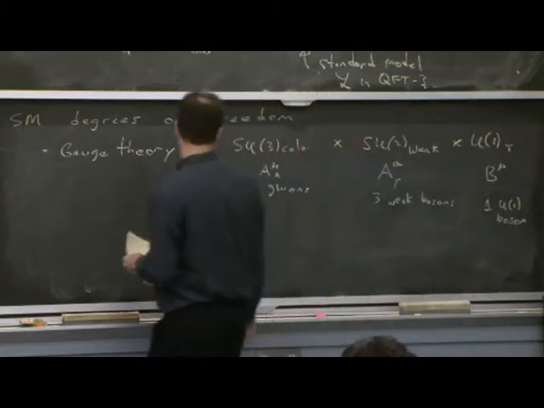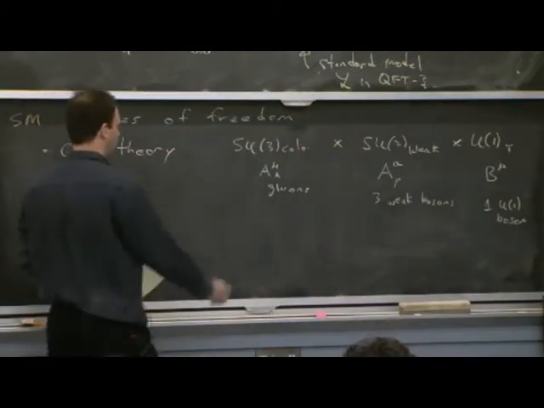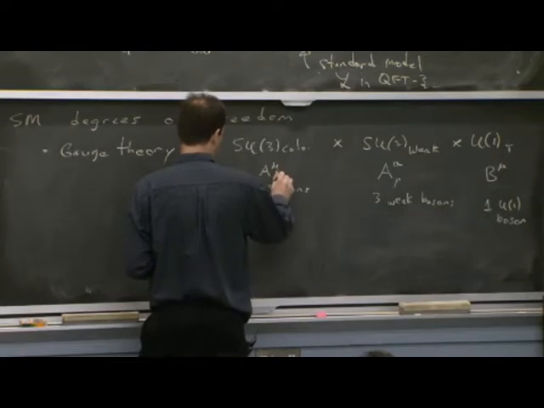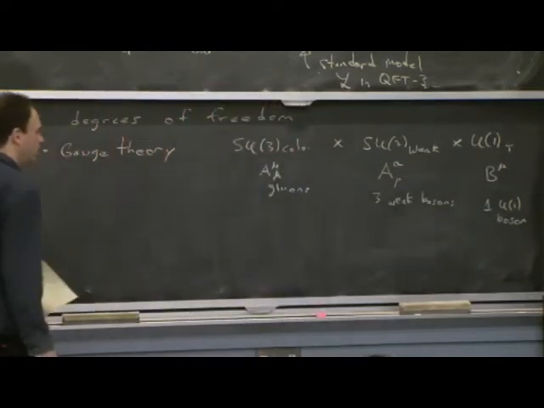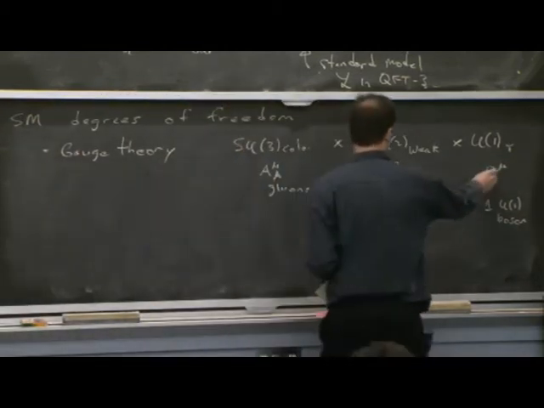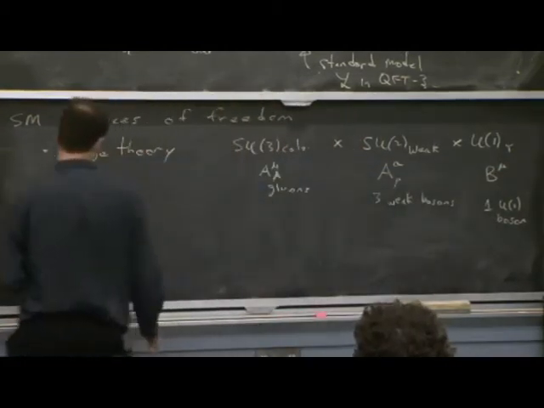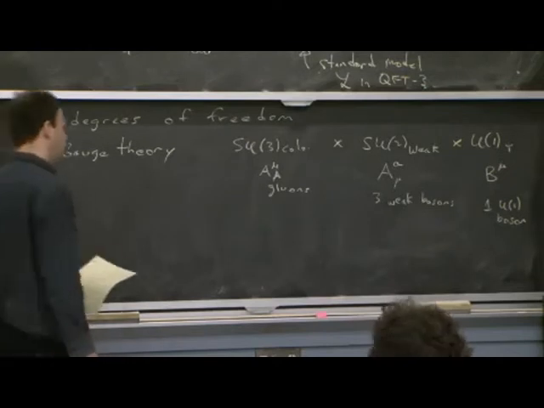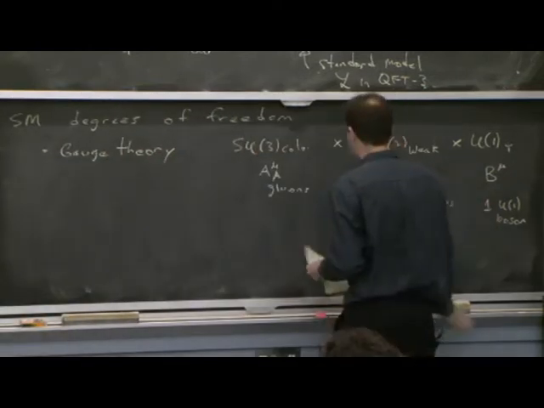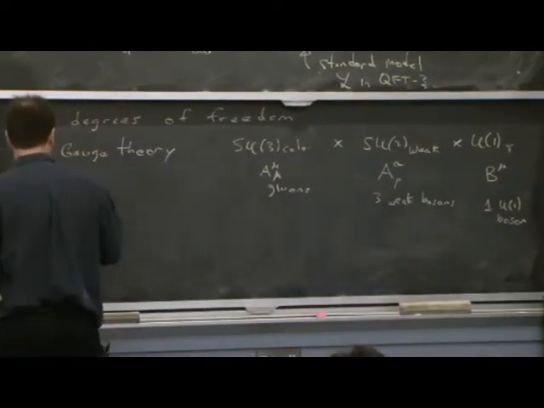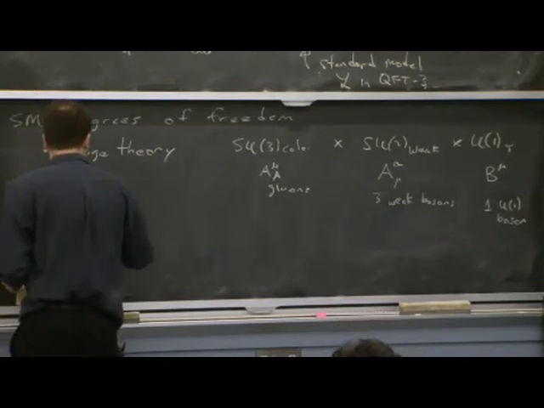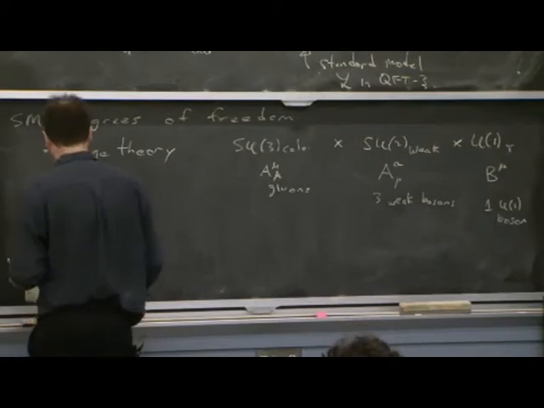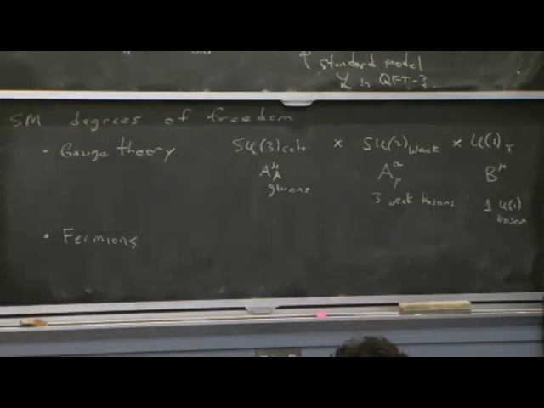So just to introduce some notation for fields, I'll call these guys with an index capital A running from 1 to 8, these guys with an index lower a running from 1 to 3, and B here would be the analog of a photon field for U1 of electromagnetism, but this is the U1 of hypercharge, so it's B mu. So we have gauge bosons. We have fermions. Let me do the fermions over here.